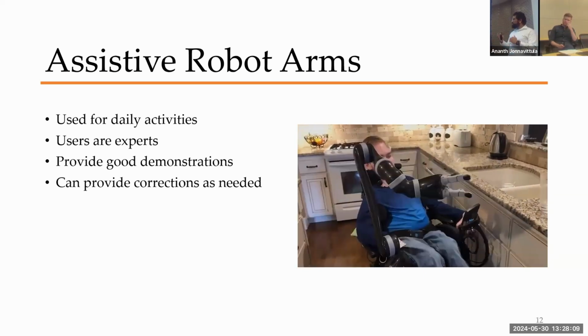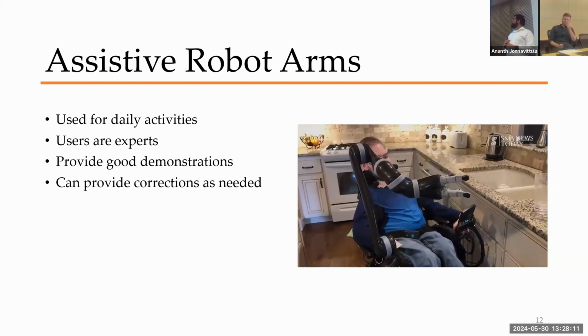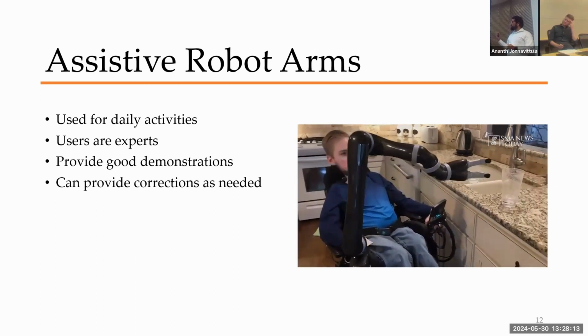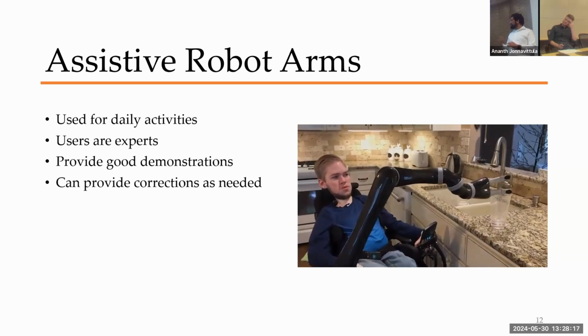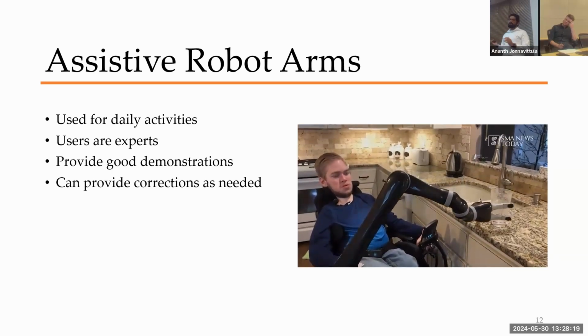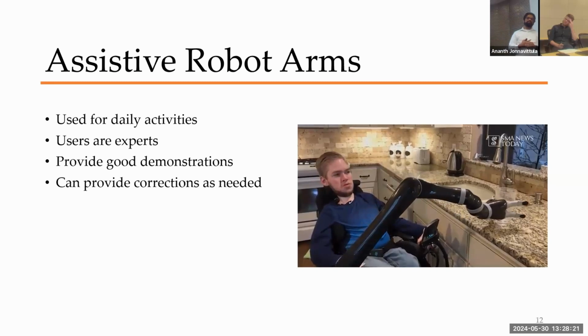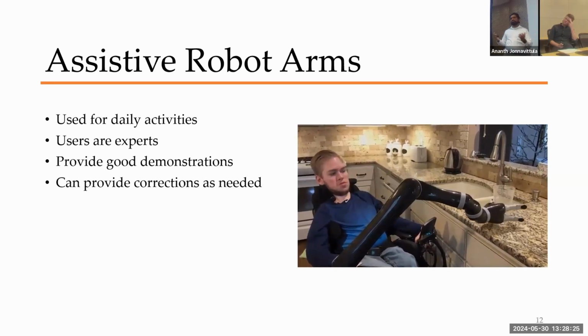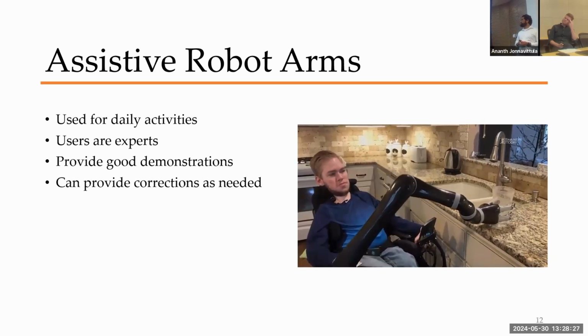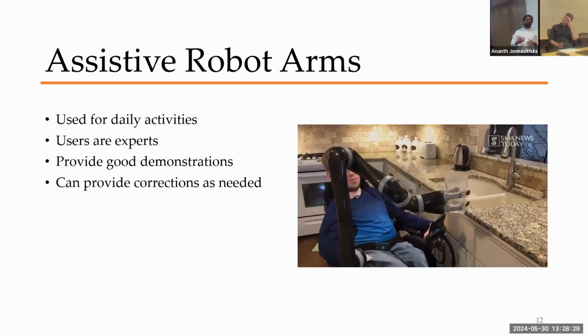I also want to highlight some issues with these assistive robot arms. In this particular case, this robot arm is being teleoperated using a joystick, and you can see it's extremely slow. This is because the joystick is generally 2 or 3 degrees of freedom, but the robot arm is at least 6 or 7 degrees of freedom. Because of this reduction in the degrees of freedom, it makes it difficult to operate.